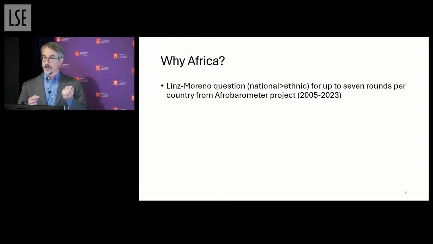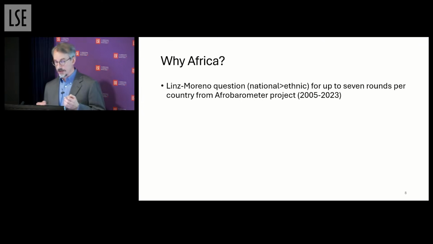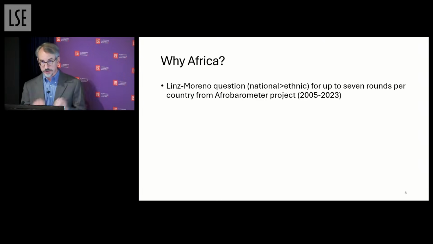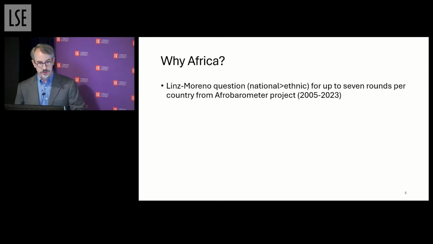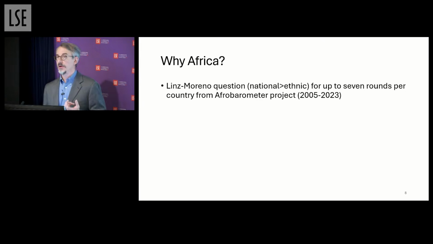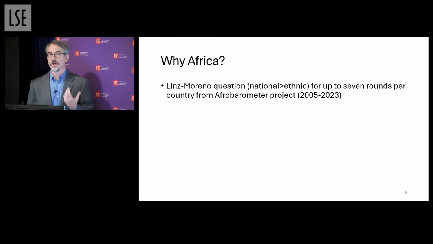Some of you may know the Afrobarometer project, which has been created by political scientists across the world. It's centered at Cape Town in South Africa, but also in Ghana and Michigan State in the US. It started in the 1990s and has now generated 9 rounds of data. A new round is started every 2 or 3 years across more than 30 countries in Africa. In 7 of those rounds, we have a question that they ask people called the Linz-Moreno question.